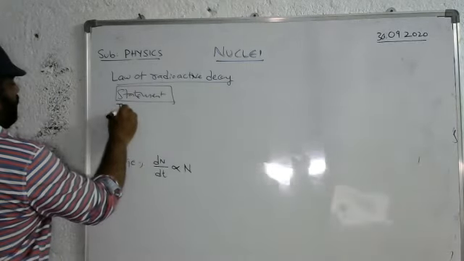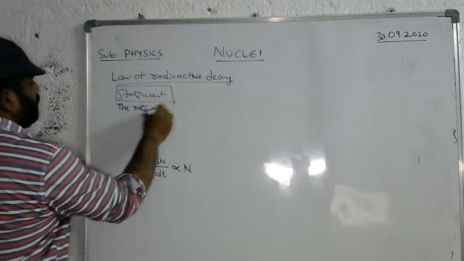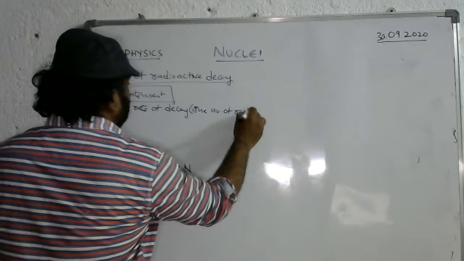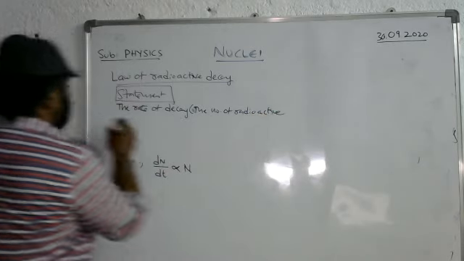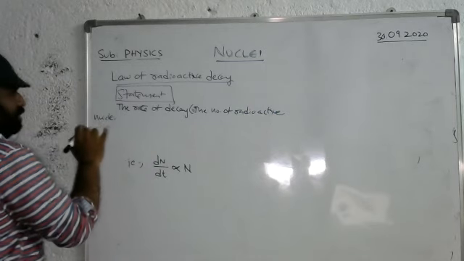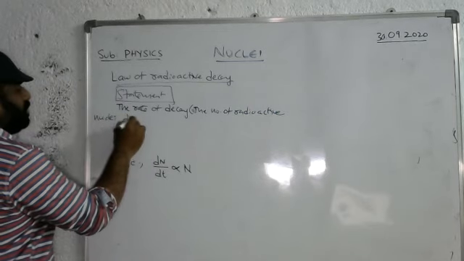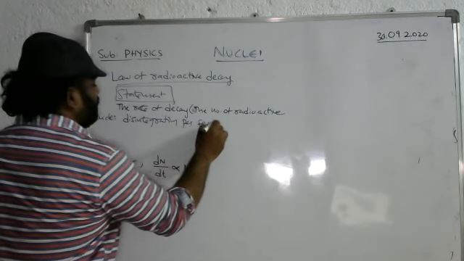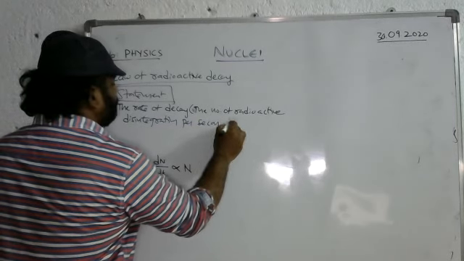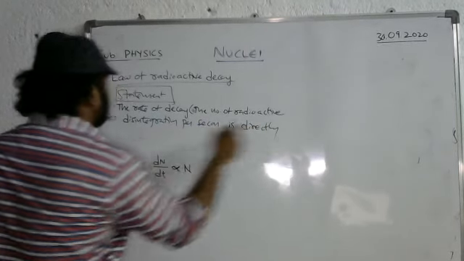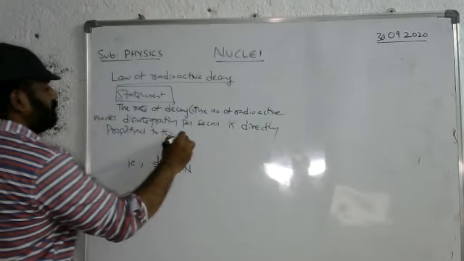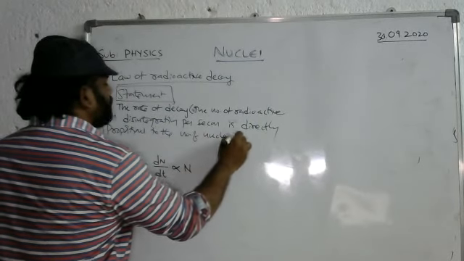The rate of decay means the number of radioactive nuclei disintegrating per second, which is directly proportional to the number of nuclei present at any instant.